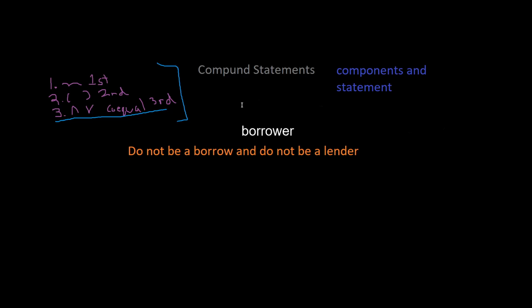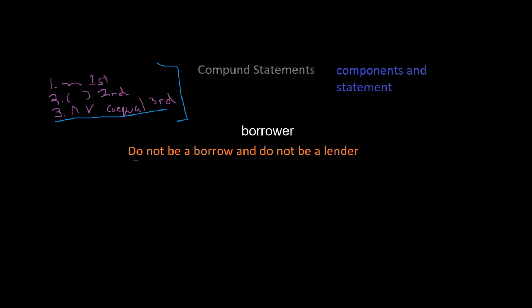And so there's a lot of things happening in this statement. First, let's identify the P's and Q's. So in this case, we have two P's and Q's.